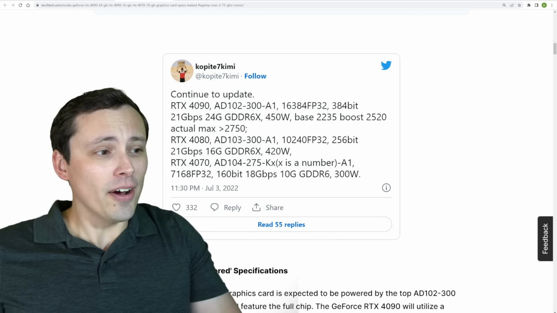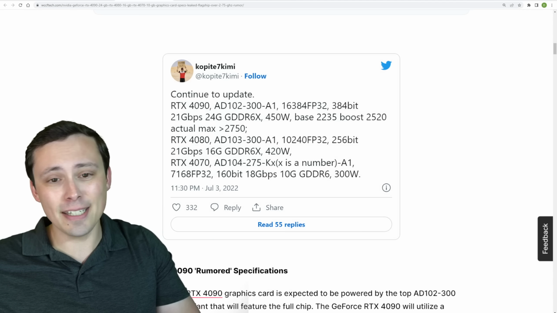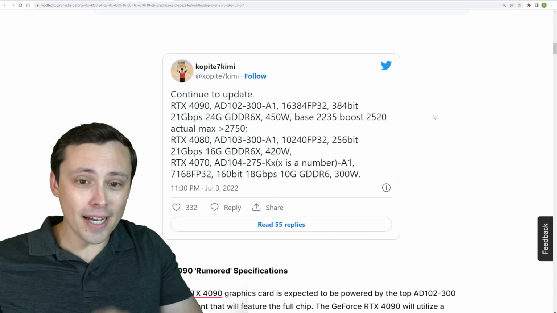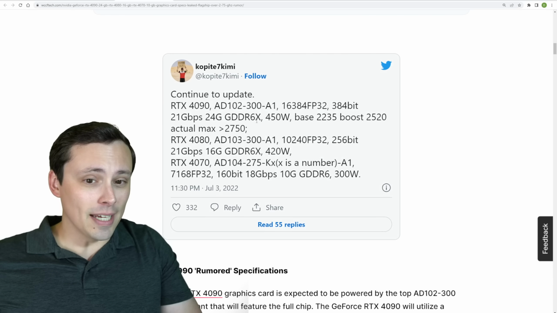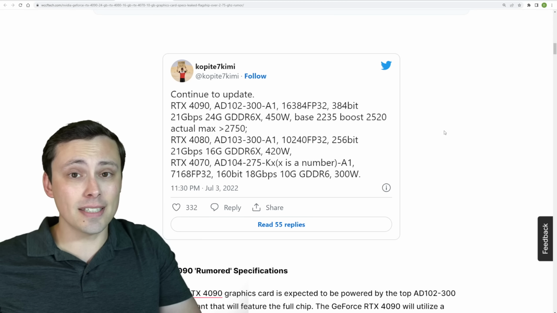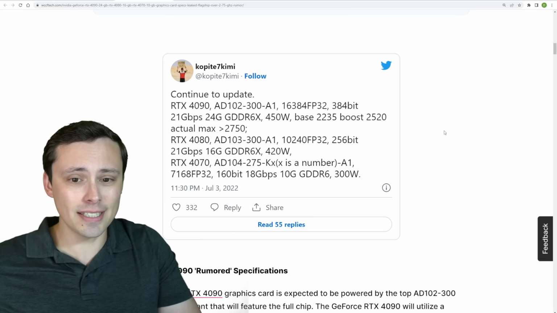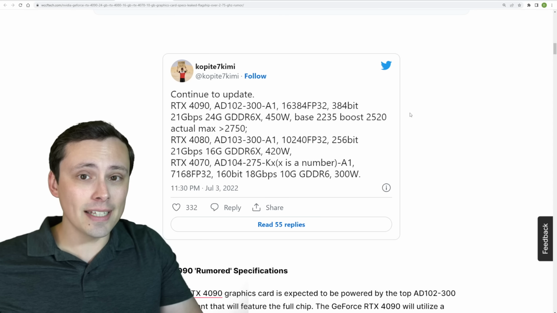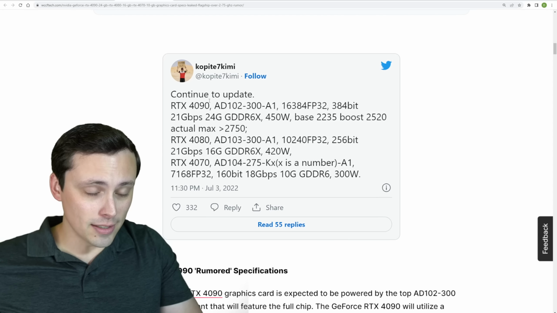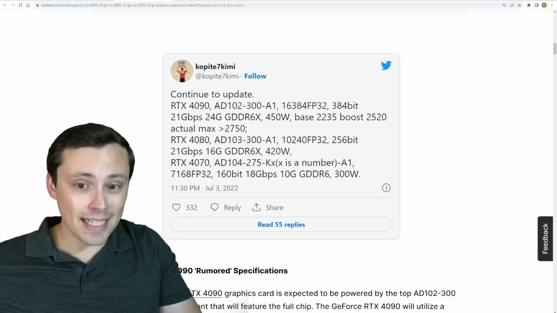So this is our favorite leaker, Kopite7kimi. I don't know, guys. You guys know I can't pronounce his name, but what does he have to say? Well, overall, a lot of this is a rehash of stuff he's said before, which at least confirms he's still confident on a lot of the details. And this is really just adding in some new information regarding the clock speeds he's expecting on the RTX 4090.